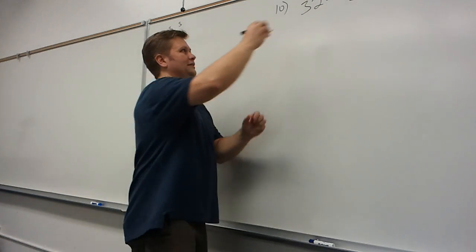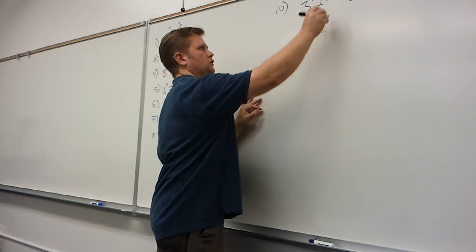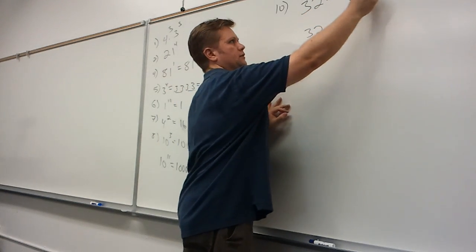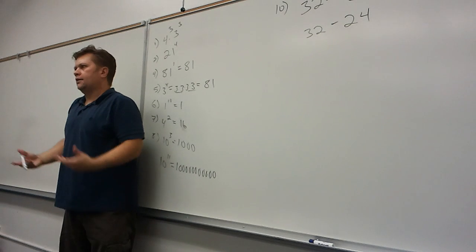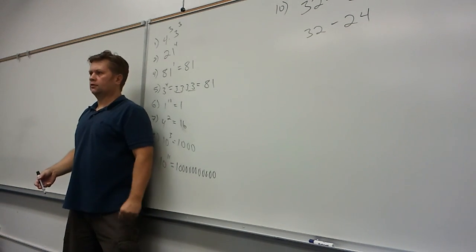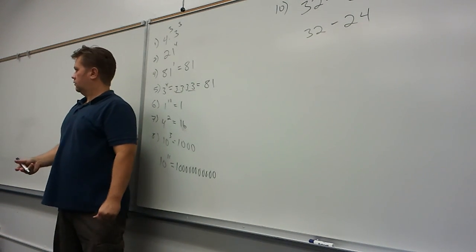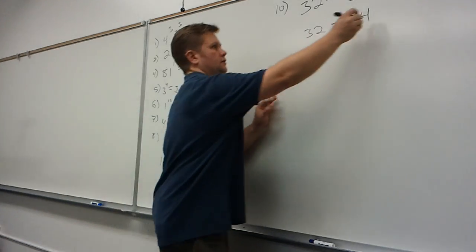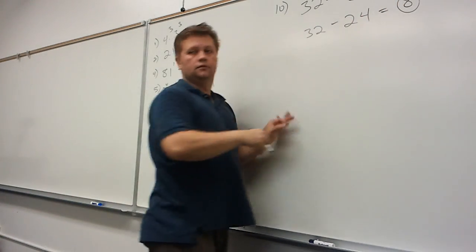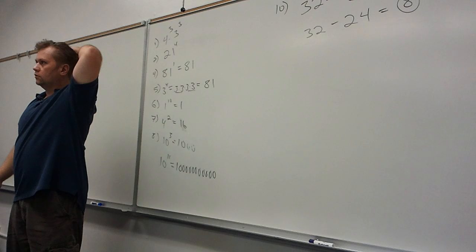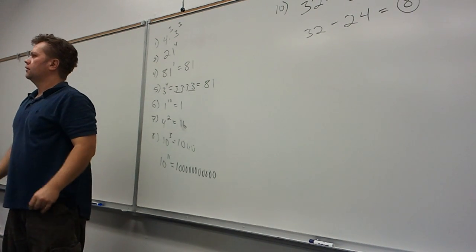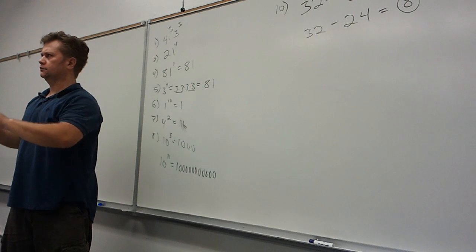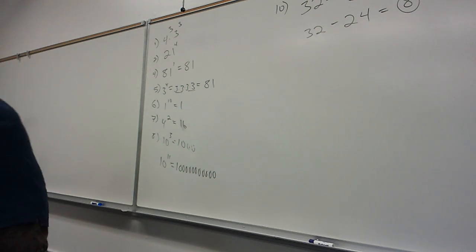Right? I had to mess it up. So this is still 32, this is still minus, but what's this? That's 24. Yeah. And then you just finish it out. Oh, 32 take 24. That's messed up. Alright, you guys doing alright so far? Yeah?